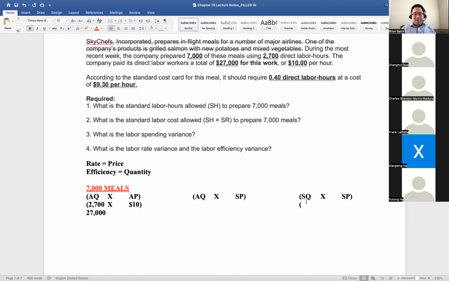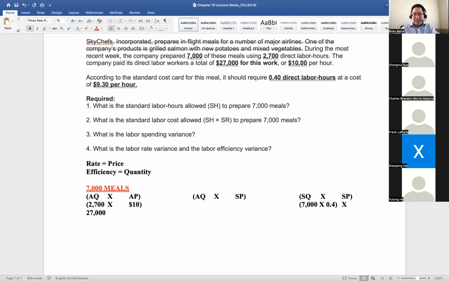Whenever you do the SQ part, be very careful because that's the hardest part to do. Can you type in the chat how you get SQ? Is it 0.4? Is this correct? I don't think so, because AQ is 2,700. SQ is 0.4. That seems like that's not even in the same ballpark. How do you get SQ? Good. 7,000 times 0.4. Very good.